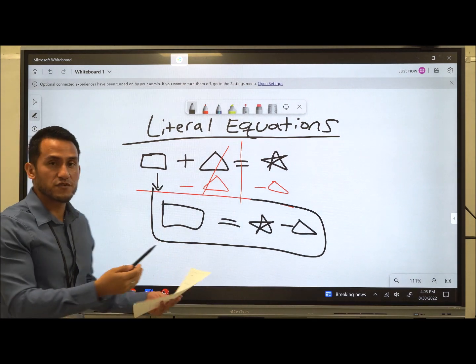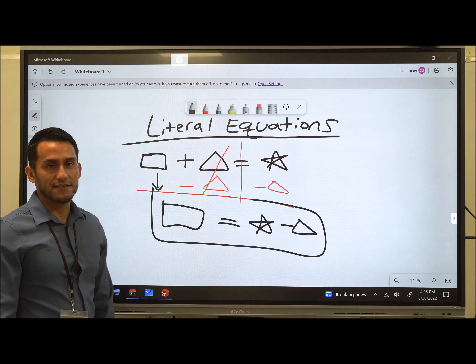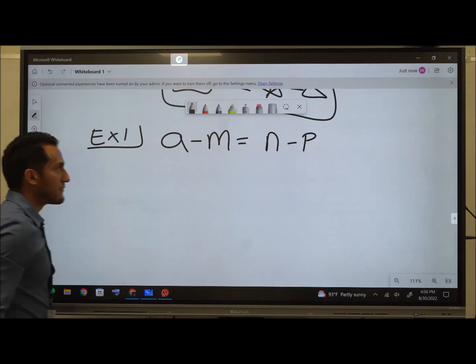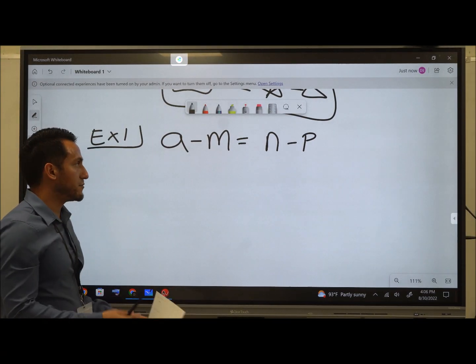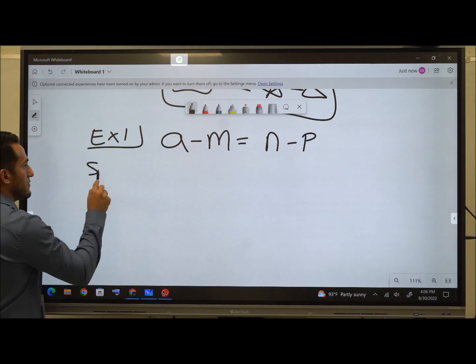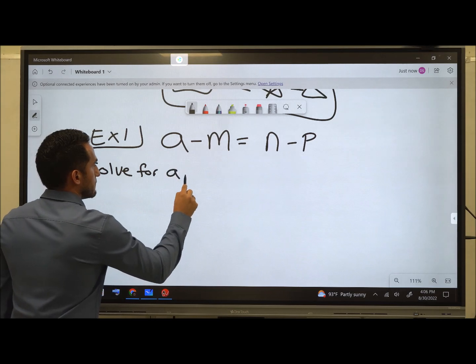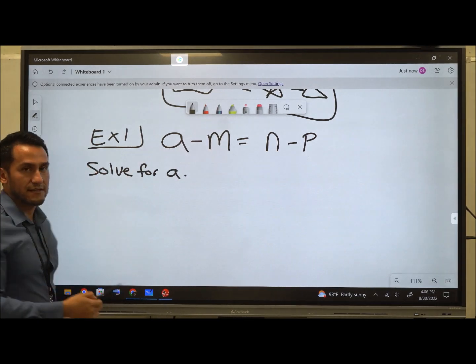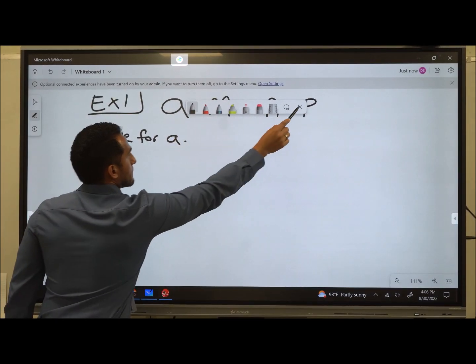But of course, this is just with shapes. Now I'm going to show you with letters, because with letters, that's how you're going to see it in this assignment. So you have A, M, N, and P. Those are your four variables. And if they tell you to solve for A, that means you've got to isolate the letter A. So let's go ahead and solve for the letter A.